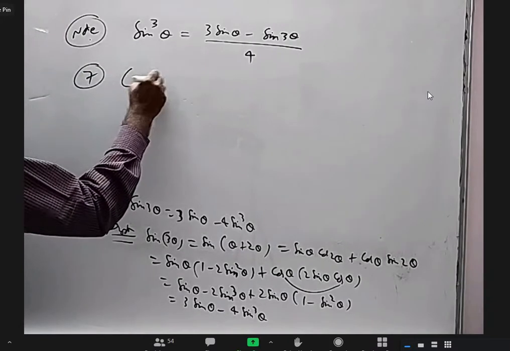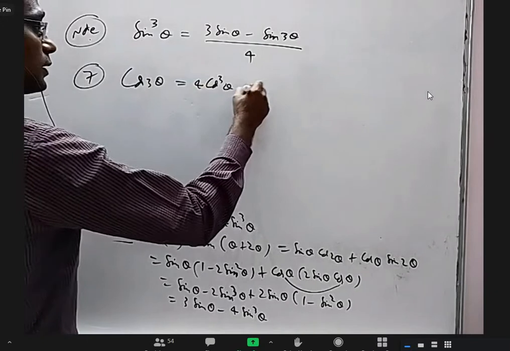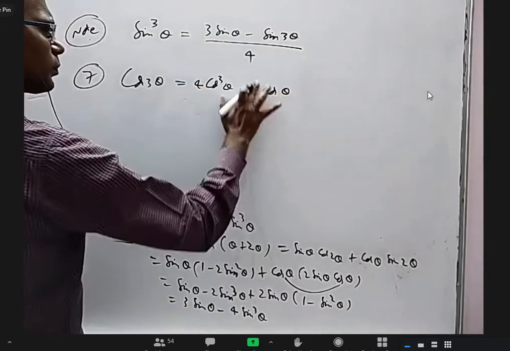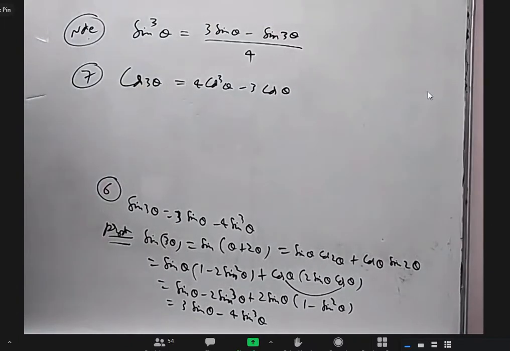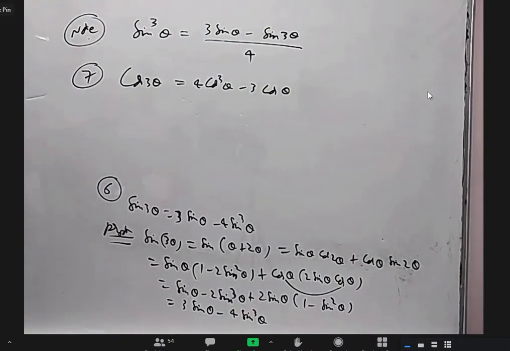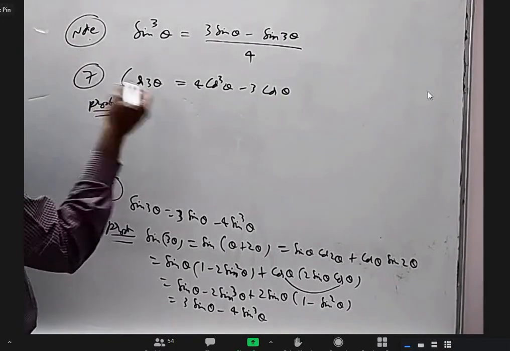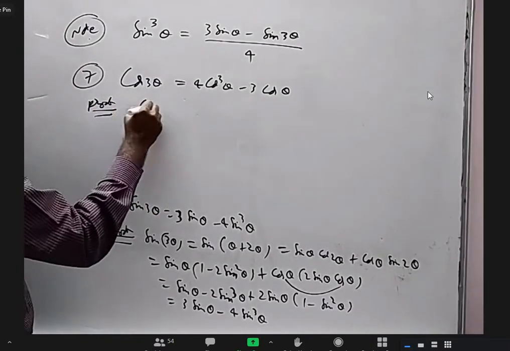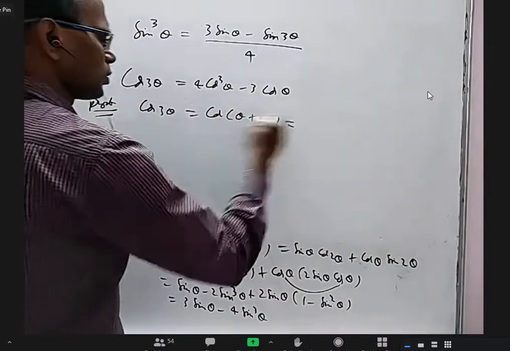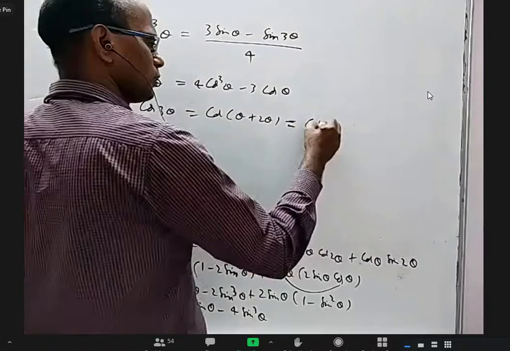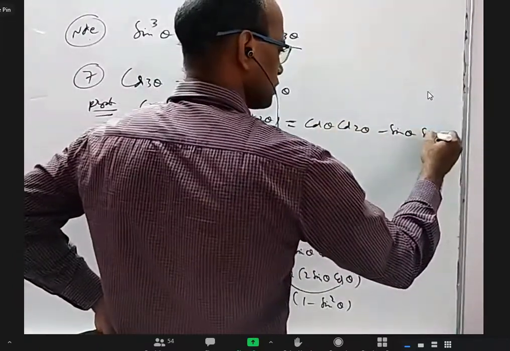Okay, cos 3 theta formula is 4 cos cube theta minus 3 cos theta. In the same way, just for practice only we are writing the proof. Nobody asks me in the exam, but it gives some idea. This 3 theta I can write as theta plus 2 theta. Cos a plus b is cos a cos b minus sin a sin b. So I'll get cos theta cos 2 theta minus sin theta sin 2 theta.